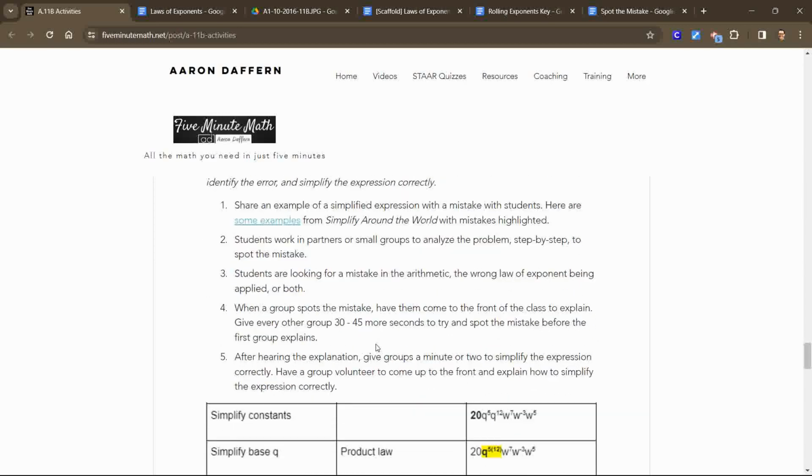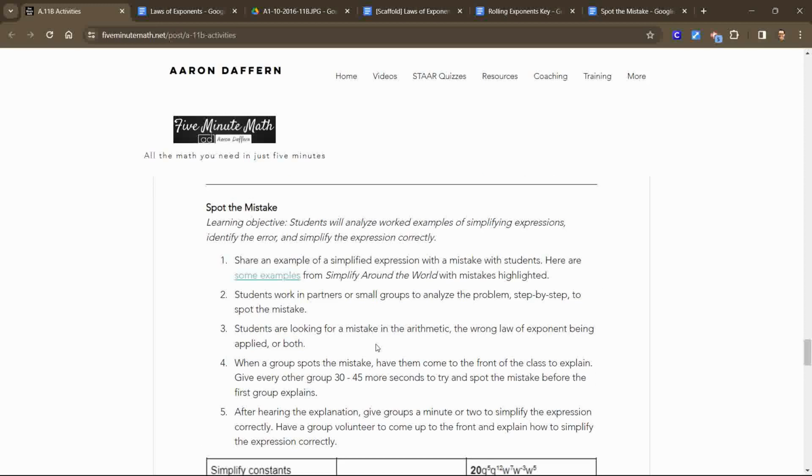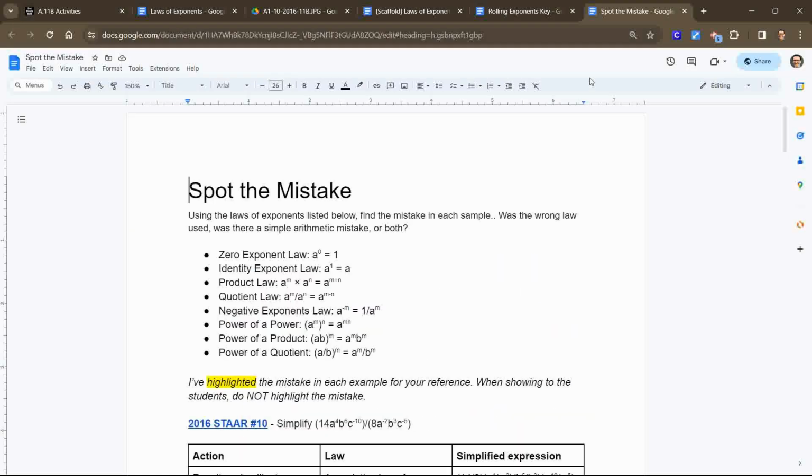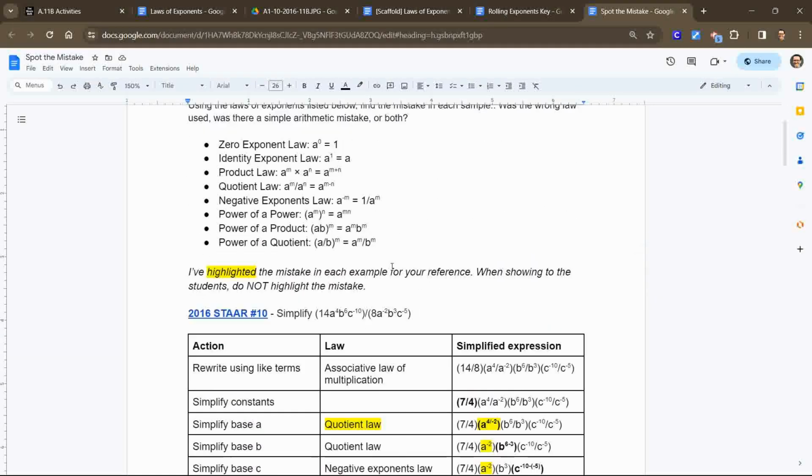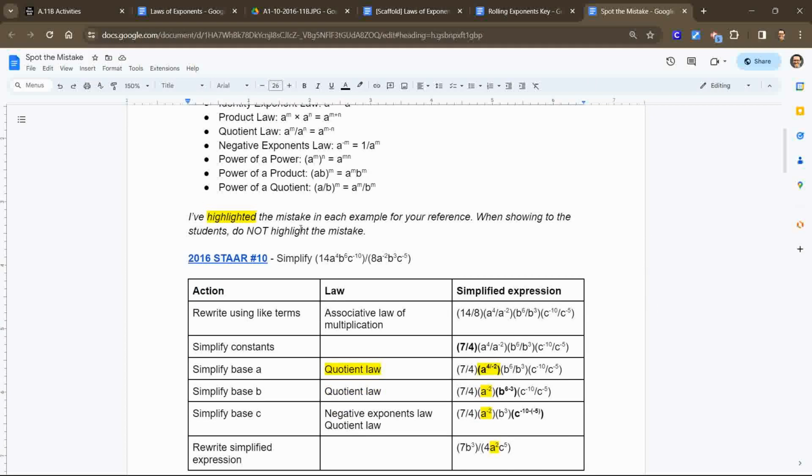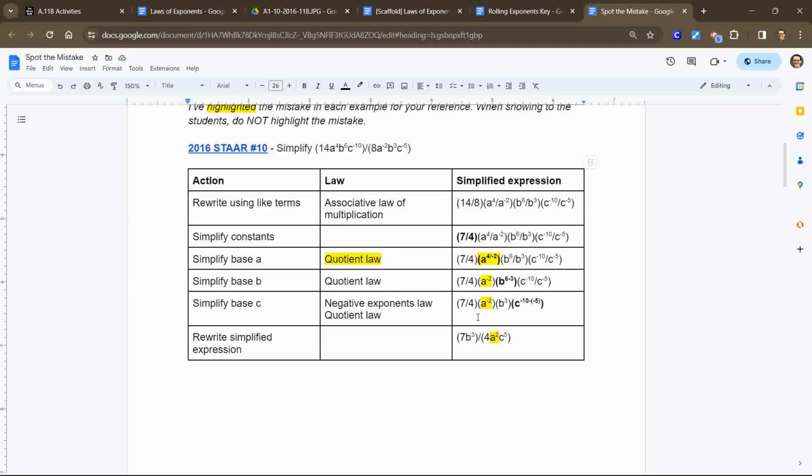All right, our next activity is called Spot the Mistake. So what you're going to do is work out some examples of simplified expressions, but they're each going to have a mistake. Now, in this example here, this is from Around the World, these are the star problems. I've highlighted the mistake simply for your reference. What you want is to not show the mistake highlighted to the students. You want them to spot it. So you would give them this without any highlights.